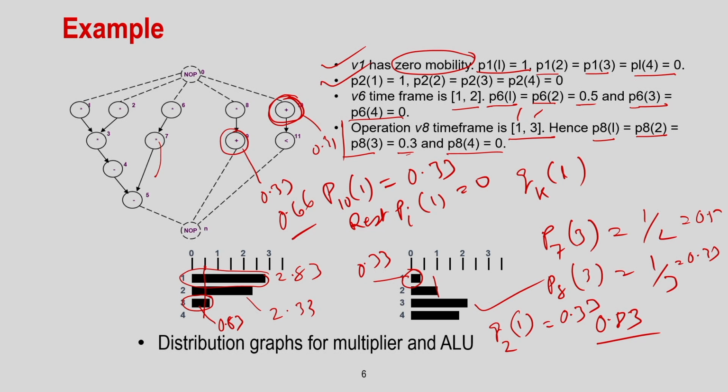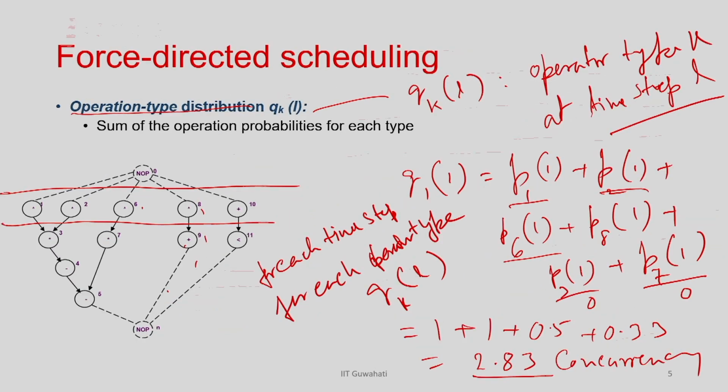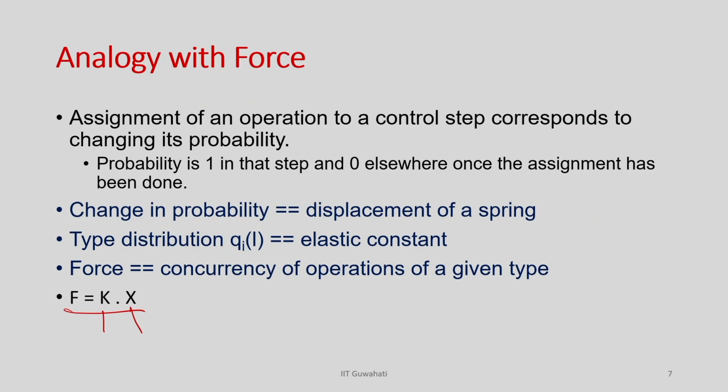Now, let us suppose that you schedule this operation in timestamp 1. Earlier it was 0.33 in timestamp 1, 0.33 in timestamp 2, and 0.33 in timestamp 3. Now you schedule it in timestamp 1. So what is going to happen? Its probability becomes 1 in timestamp 1, 0 in timestamp 2, and 0 in timestamp 3 also. That is the change in probability, and that is the displacement in the context of scheduling. It has equal probability in 3 timestamps, I schedule it in a specific timestamp, so the probability increases in that particular timestamp and becomes 0 in the others. That is the elasticity here, the kind of displacement.